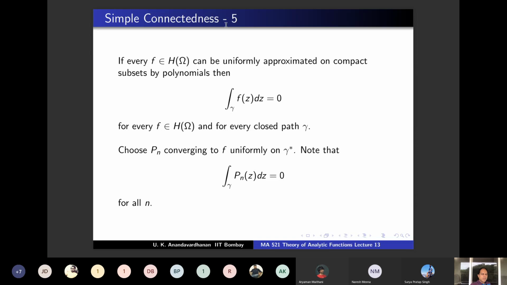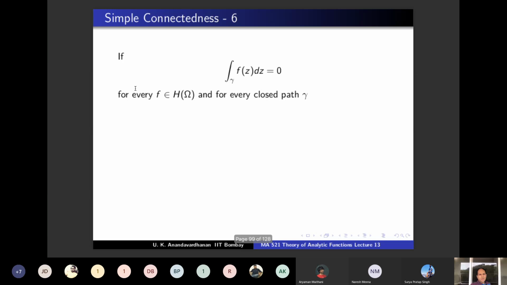Now, in the next slide, you assume that for every holomorphic function and for every closed path, the integral is 0. And you're going to claim that every holomorphic function has a holomorphic primitive. So assume that the integral is 0 for every f and for every closed path. Then the claim is that every holomorphic function f has a primitive g such that g prime is f. Every holomorphic f has a holomorphic primitive.